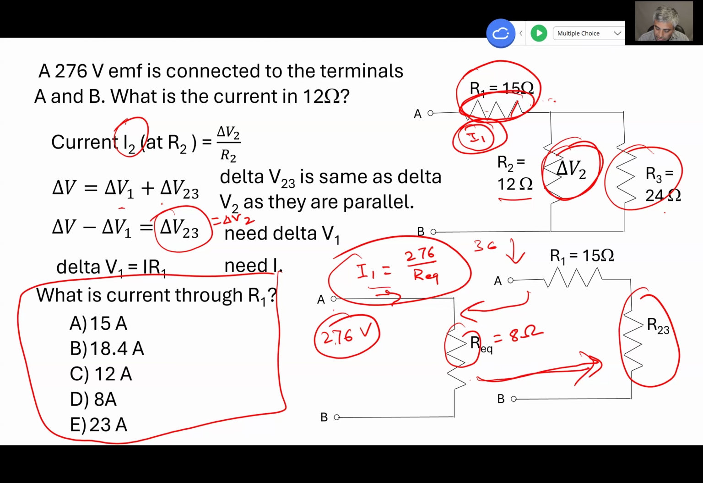So this was 12, this was 24. So yeah, this is 8. So 276 divided by 8 is not 23. Looks like it is. I used my calculator here on my computer, and none of these are the correct answer here, folks.